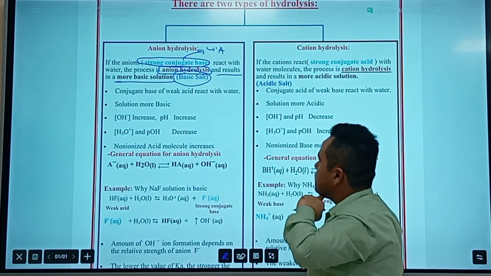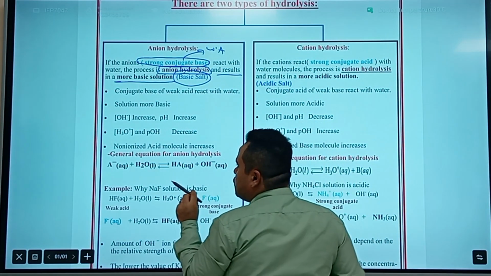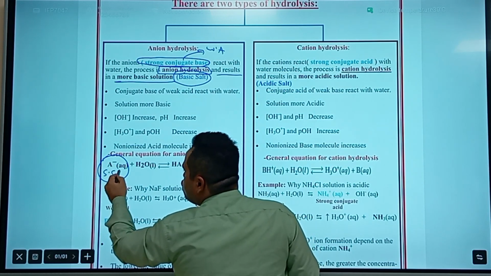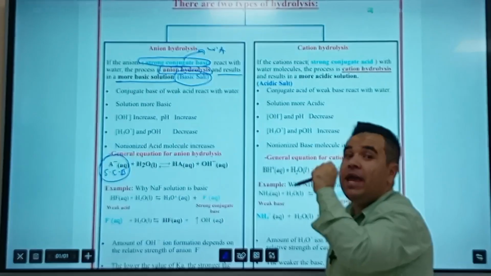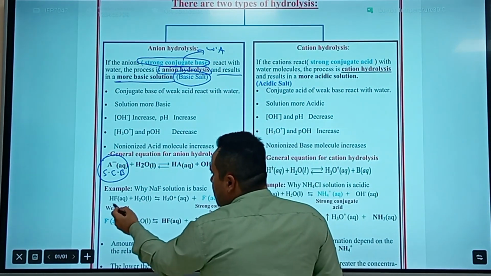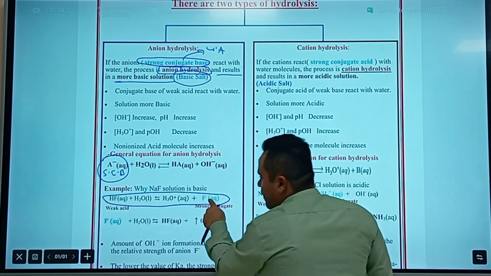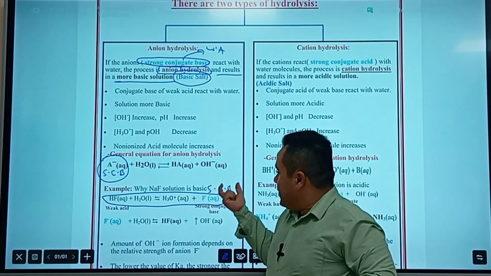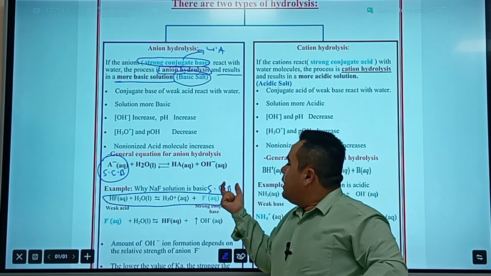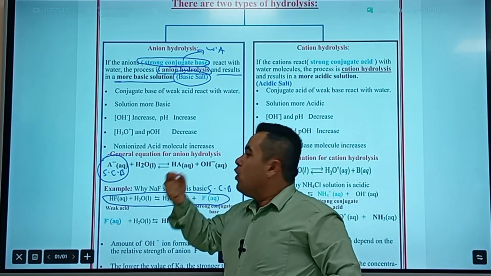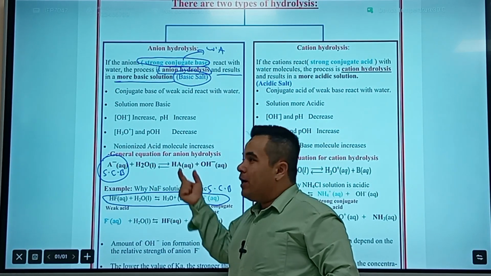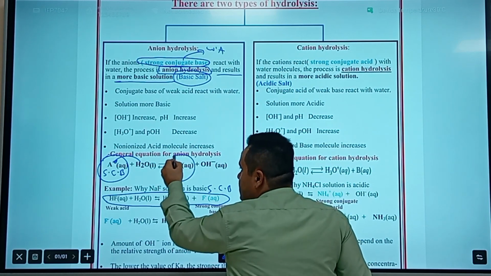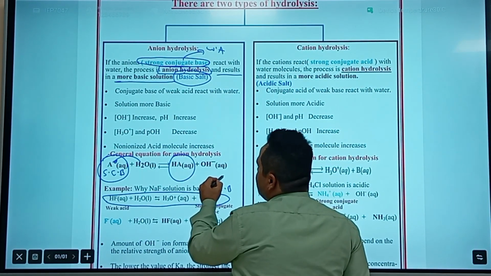Will produce what? A basic salt. Let me represent the general equation for anion hydrolysis, guys. A negative is a what? A strong conjugate base from a weak acid, like what? For example, HF that formed F negative. This is a strong conjugate base. Because it comes from a weak acid, it has a tendency to react with water. When it reacts with water, it will produce what? It will take a proton from water, produce the acid, and then increase hydroxide.